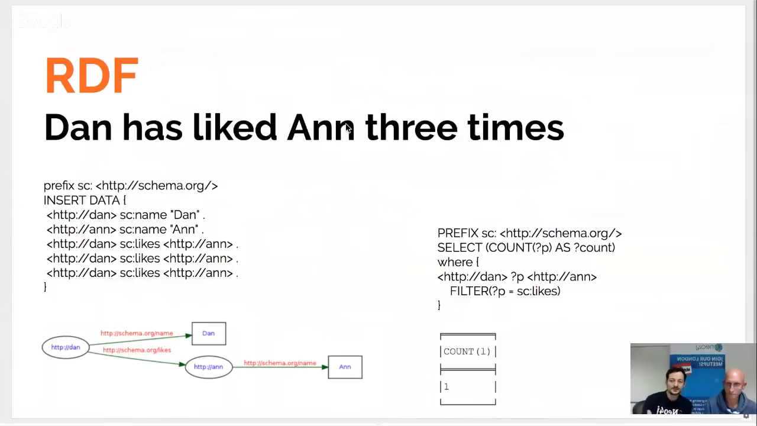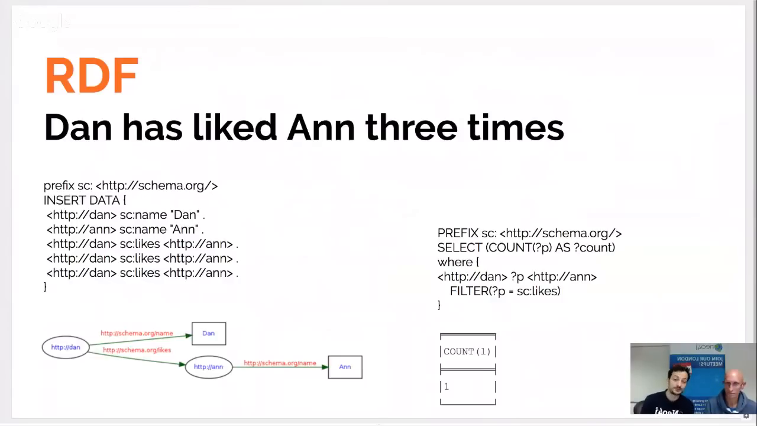So what happens if we try to do something like this in RDF? We want to say that there's a node representing Dan and Anne, as we saw before, and Dan has liked Anne 3 times. Take this as follow, love, whatever you do in social networks. If we state that 3 times, these three statements are identical. So we're actually stating exactly the same information, and the fact that I'm doing it 3 times is irrelevant.